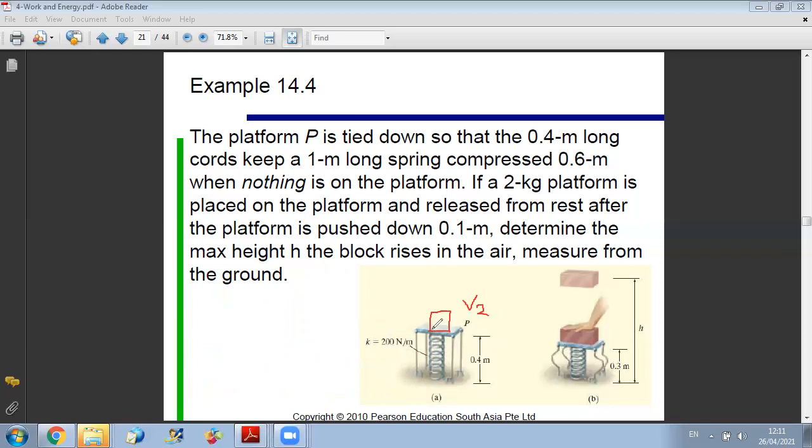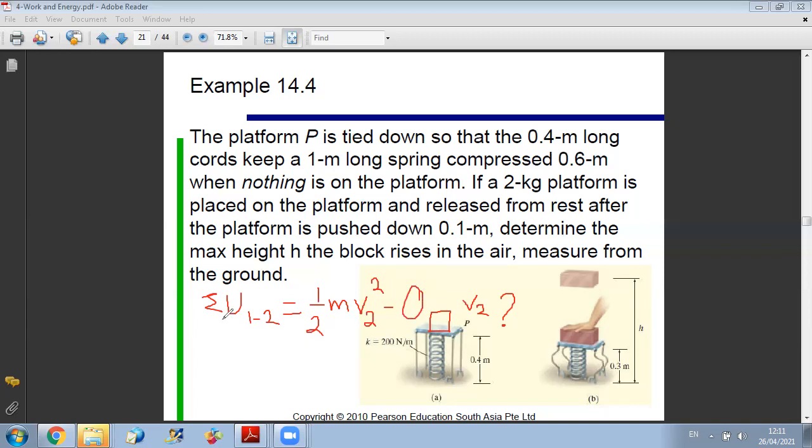Phase 1 is when I have contact between the spring and the box. So in order to determine what is V2 when the box will leave the spring, we can write that sum of work between state 1 and state 2 is kinetic energy at state 2, which is half mv2 square, minus the initial kinetic energy is 0 because the system starts from rest.